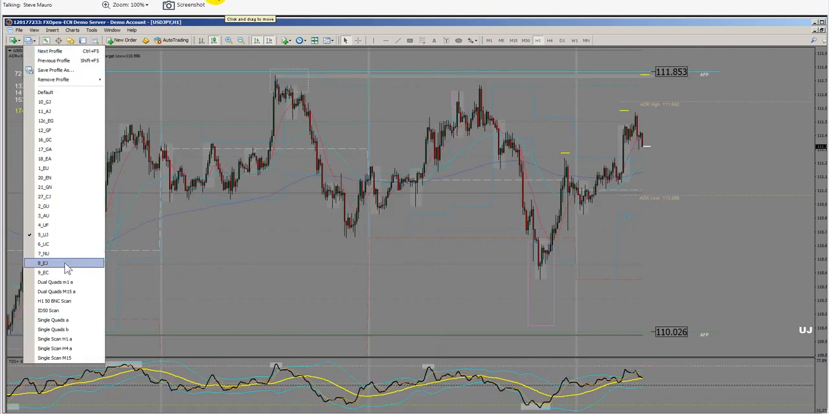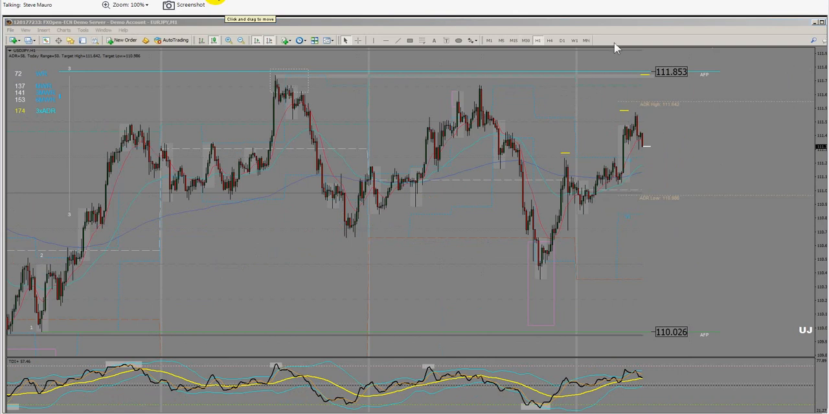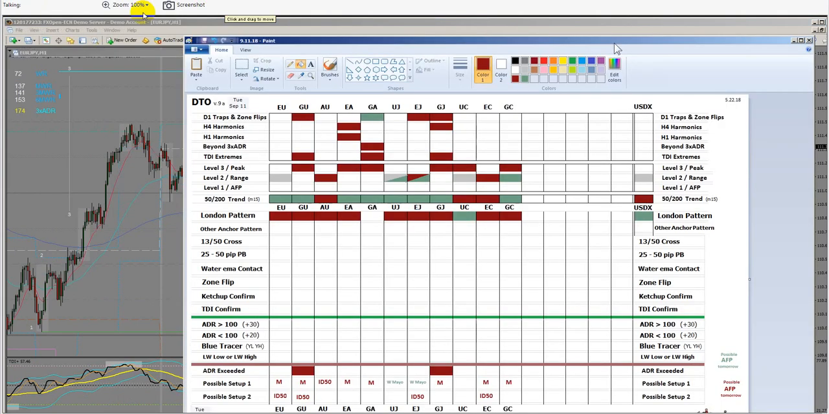And then we'll look at the crosses in UJ at this time. And we'll look at questions, comments.